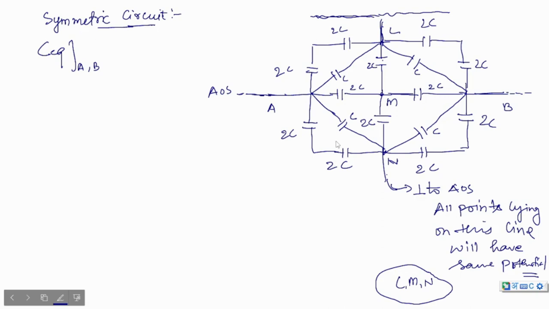But before removing, we are just redrawing this circuit in a better manner. See, this 2C and this 2C are in series and they are in parallel with C. This 2C pair is in series and in parallel with C. This 2C pair is in series and in parallel with C. Similarly, this one is also in series and then in parallel with C. Now we can redraw the circuit.